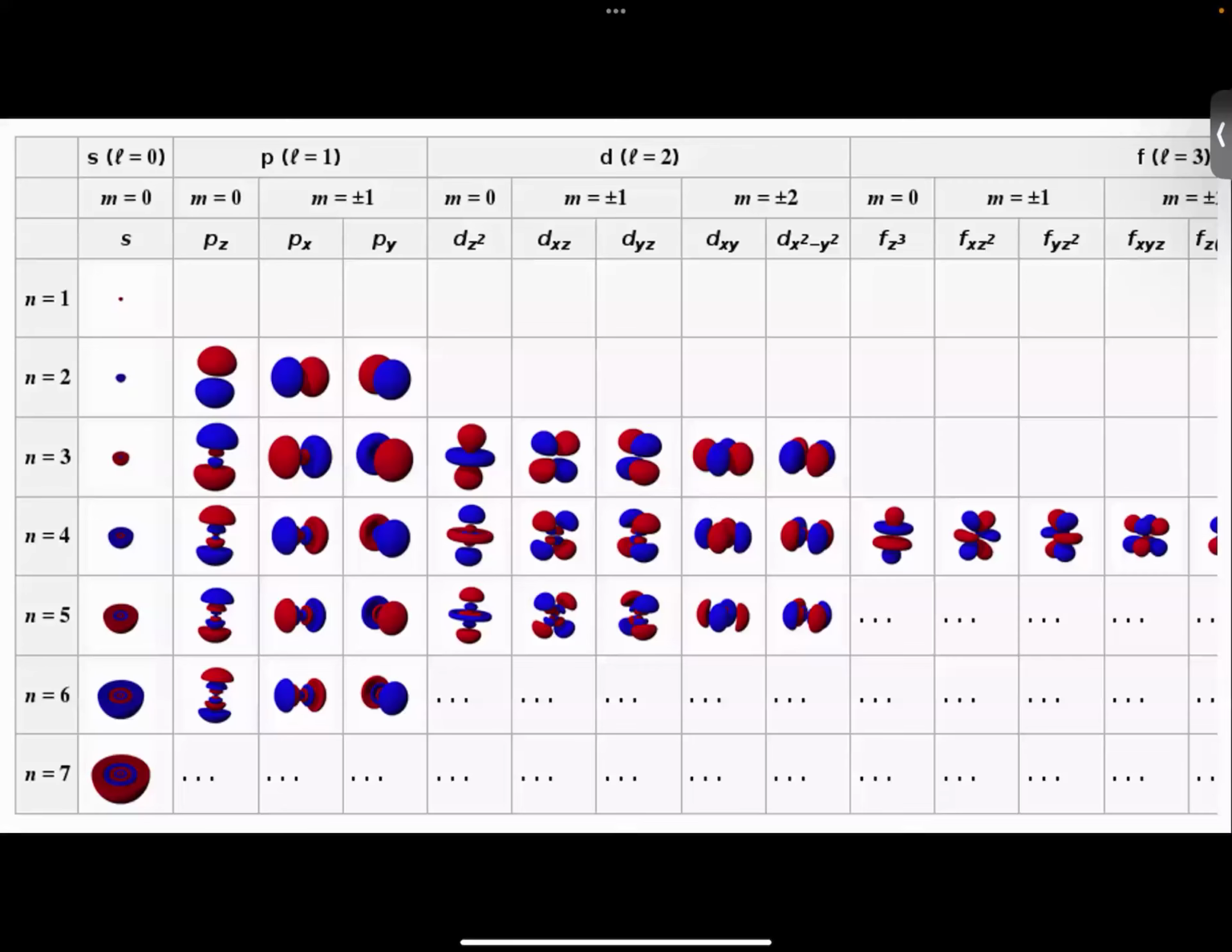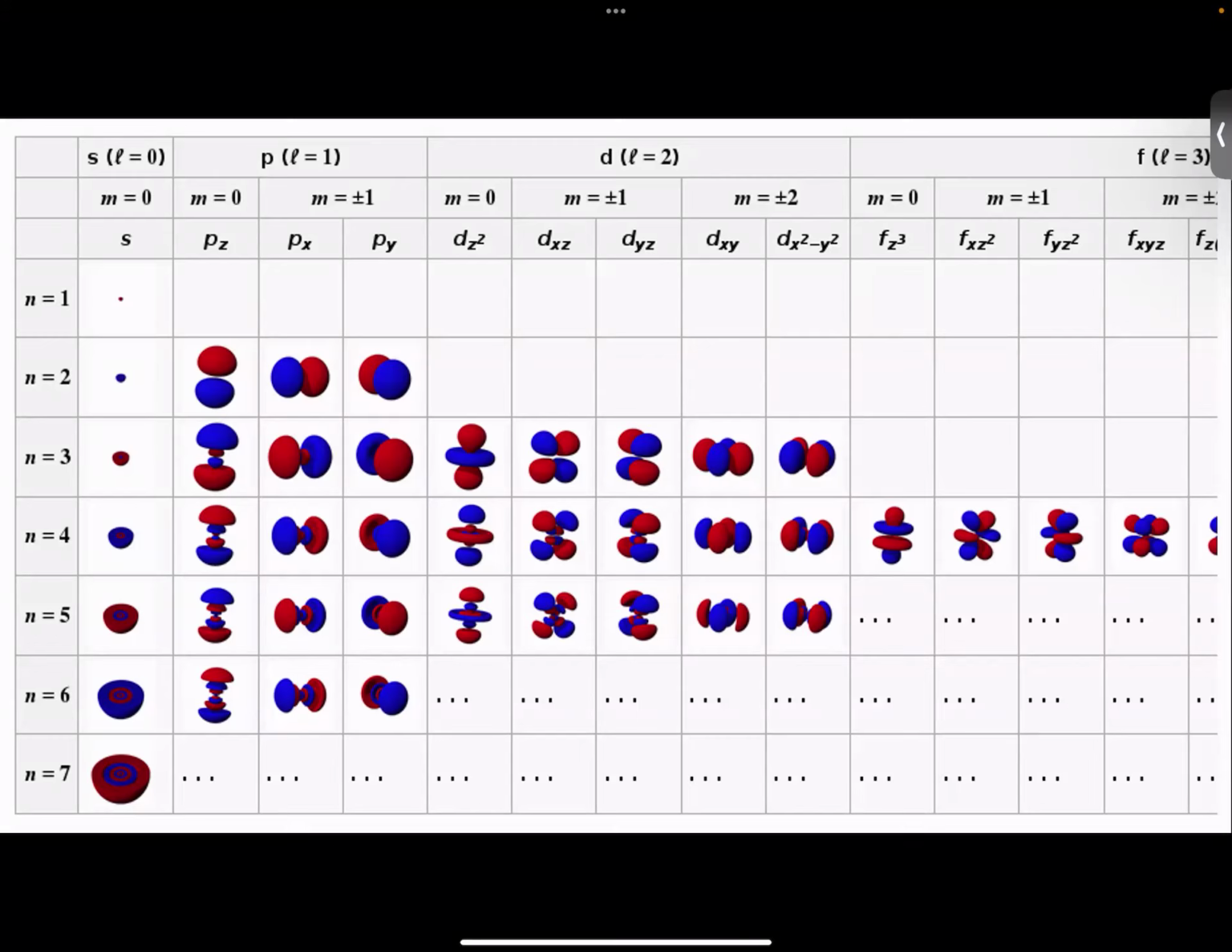So when n is 1, all we have is an s subshell, and there is only one orbital in the s subshell. When n is equal to 2, the second layer from the nucleus, L was equal to 0 and 1, meaning that we had a spherical s subshell and we had 3 p orbitals, according to m sub L.